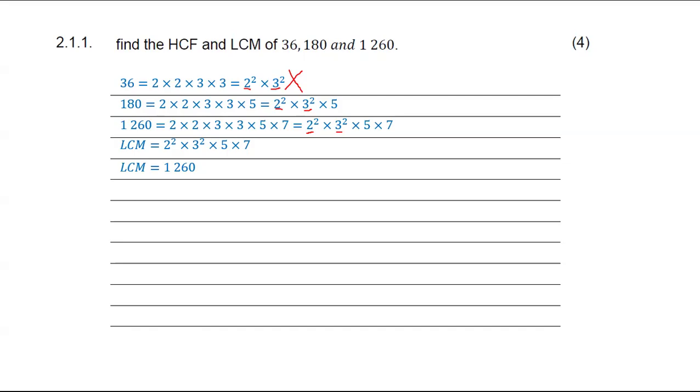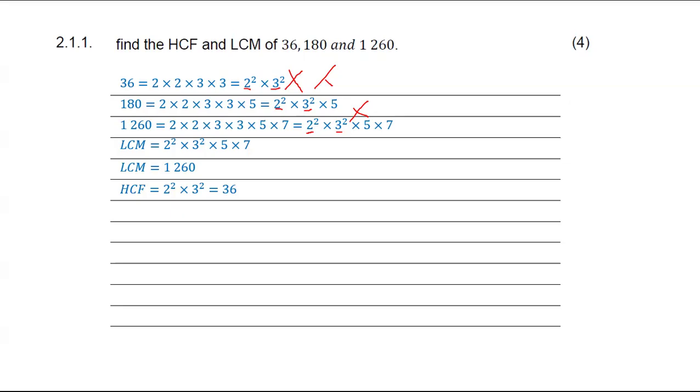Can we have 7 as part of HCF? We don't have 7 there. We don't have 7 there. So it can't be part of HCF because it's not common. So for HCF, you will only have 2 squared times 3 squared, which will give you 36. It'll be 2 squared times 3 squared, which is equal to 36. And that is 4 times 9. It's 36. Got it? Good.